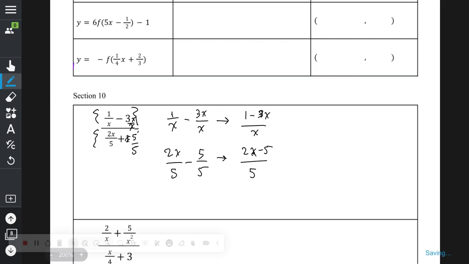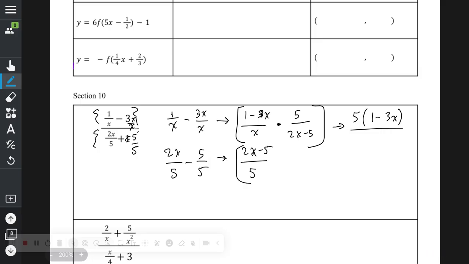Okay? This is the one we're going to keep. This is the one we're going to flip. 5 goes on top, 2x minus 5 goes on the bottom. Okay? And now when we multiply, it's like we have one giant fraction, but 5 goes on the outside of 1 minus 3x.